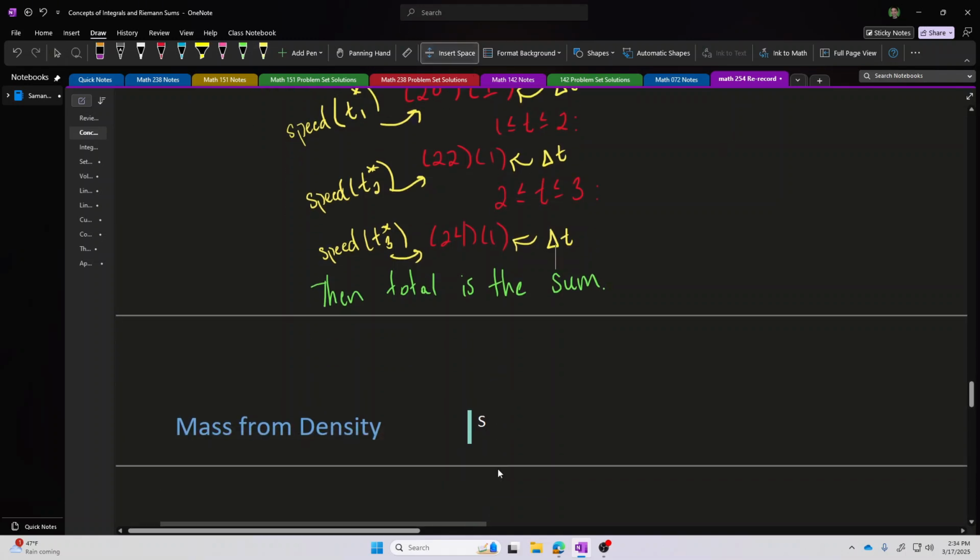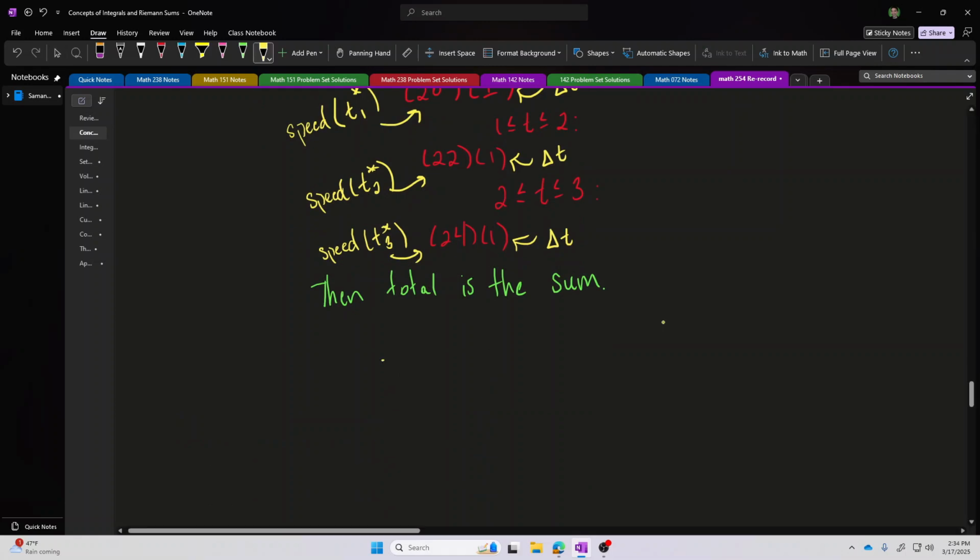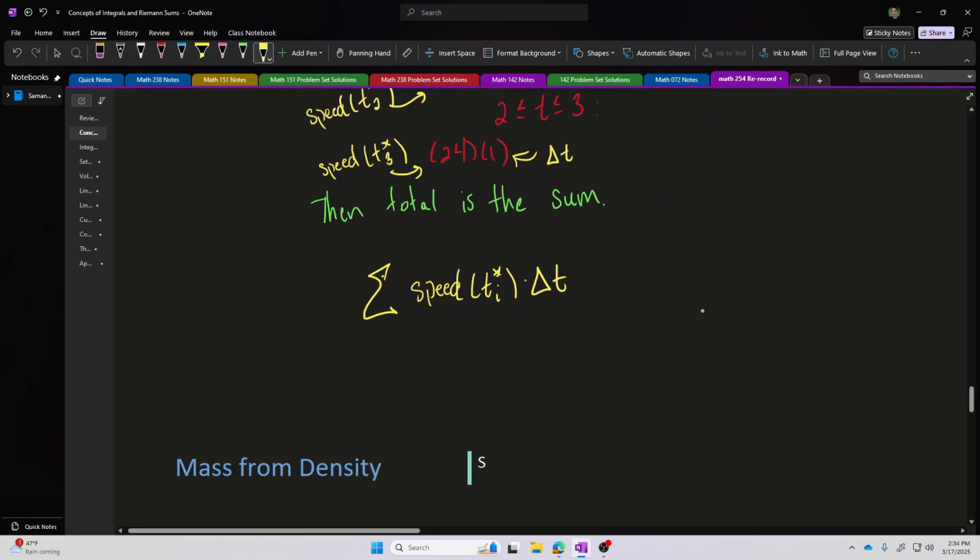So what have I just written down? I've just written down a sum of speeds chosen from the ith subinterval times delta t. And if I let delta t get very, very small, this sum would translate into an integral from whatever initial time to whatever final time of speed as a function of time dt. And the integral of speed, therefore, would give me the total distance traveled by an object.